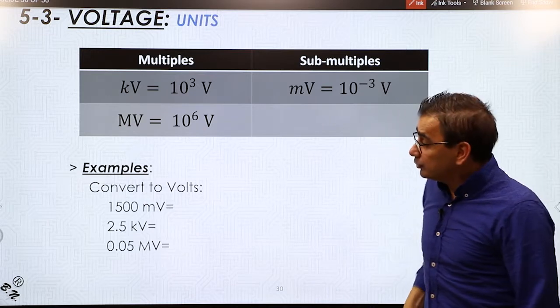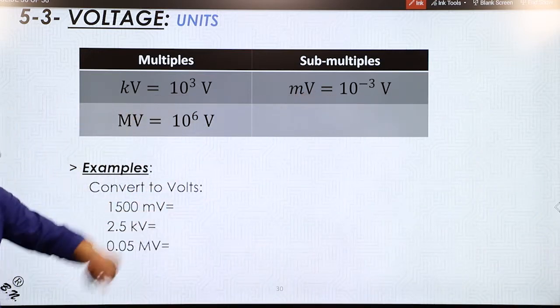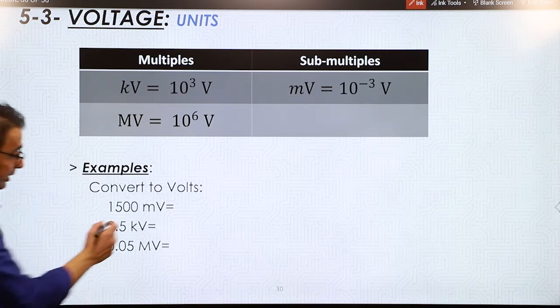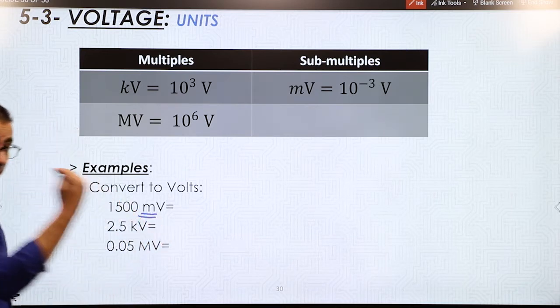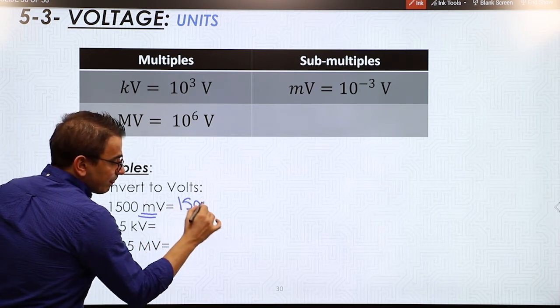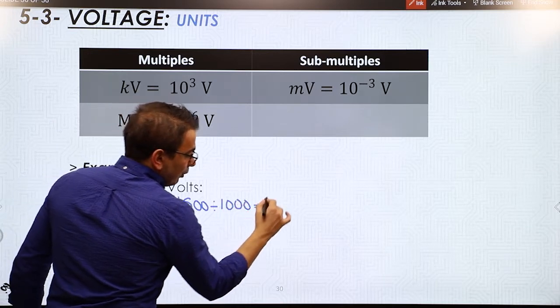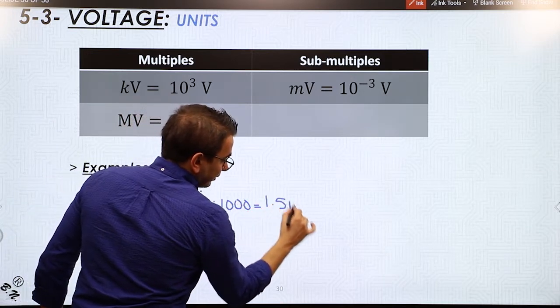An example, if you want to convert these, 1500 millivolt converted to volts, as we said before. Take the milli, which is divided by 1000, and write 1500 divided by 1000 to become 1.5 volts.